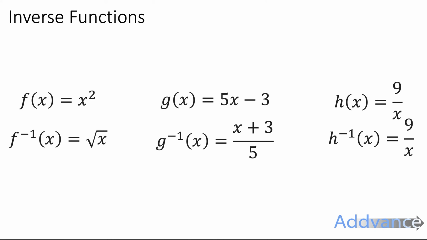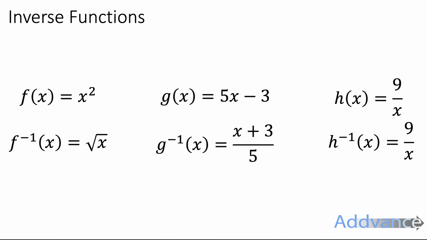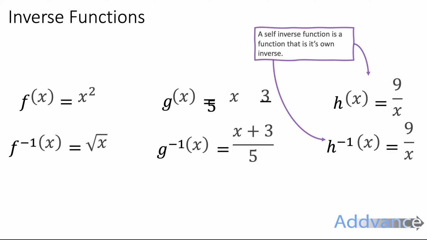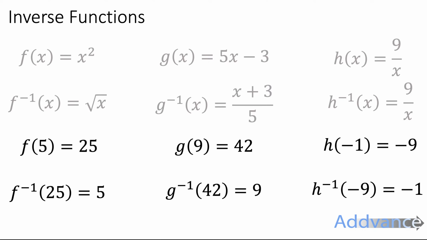We'll look at some examples here. So if f of x was x squared, the inverse of that will be square root of x. If g of x was 5x minus 3, the inverse will be x plus 3 divided by 5. And then we've also got h of x over here, which is 9 over x. And the inverse of that is 9 over x as well. And that's called a self-inverse function. That is its own inverse. Okay, so just to show you here, if I put some numbers in, then these functions really just do undo each other. Just like that.